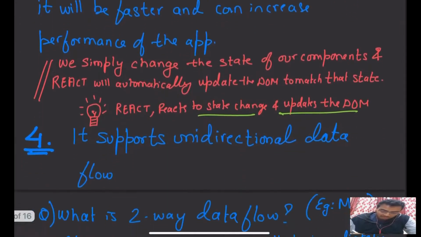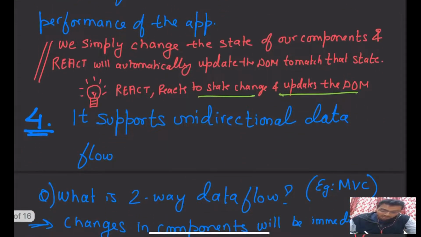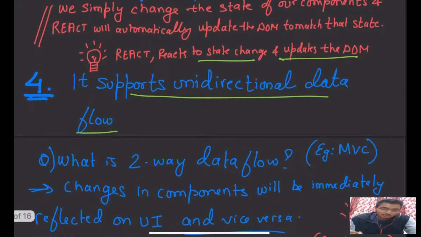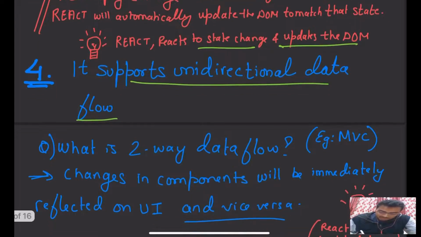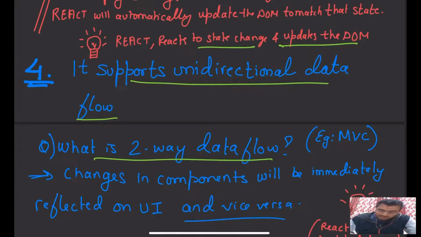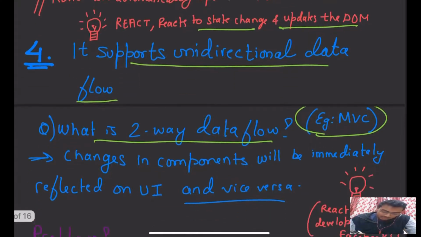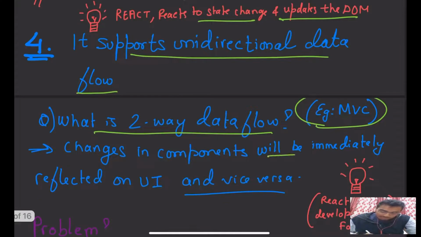Coming to the fourth benefit: it supports unidirectional flow of data. Now, what does that mean? To understand unidirectional flow of data, let us first understand what exactly two-way flow of data is. An example is MVC. Changes in components will be immediately reflected on the UI, and changes on the UI would be immediately reflected on the components. This kind of working is called two-way data flow.